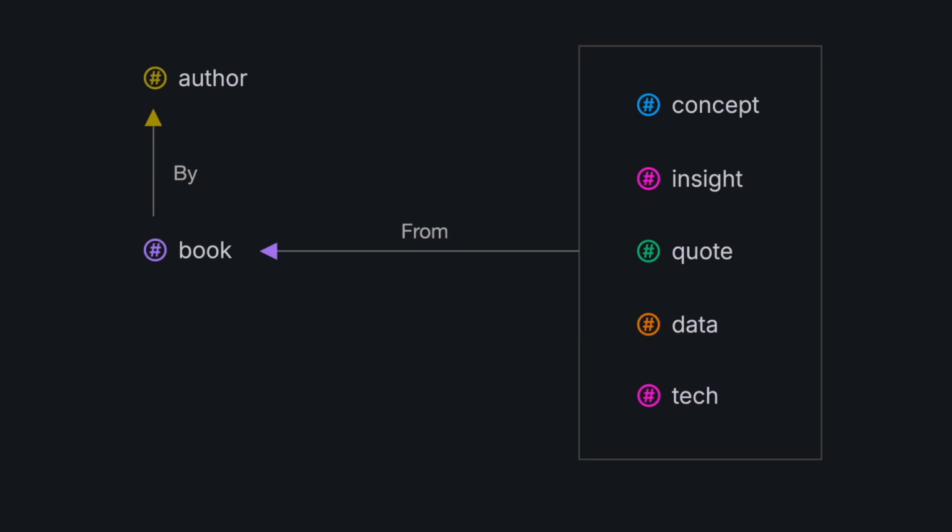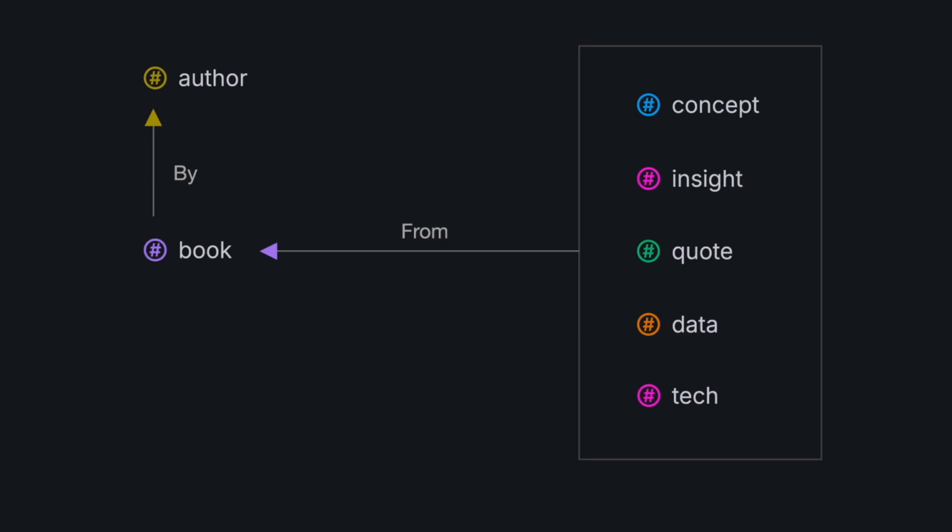But for the sake of this build, we're trying to keep things simple. So they are from the book, and the book is by the author. You see, the characteristic of a good ontology is that you can read it simply by following the order of the arrows, right? So we can say a concept is from a book, and a book is by an author. That is it. That is a good ontology. Very simple, but very robust. The only thing missing here is one more thing.